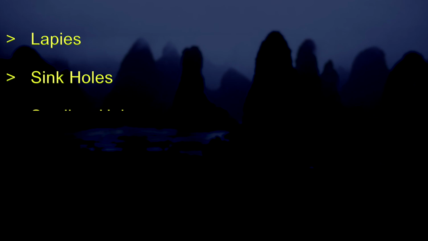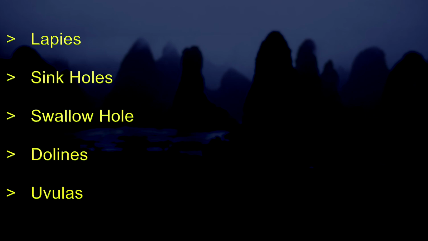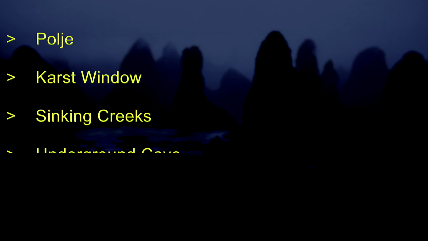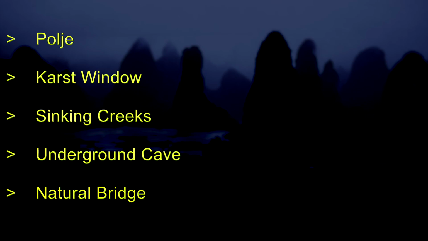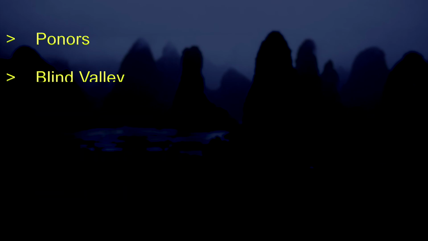These erosional landforms are: 1. Karren, 2. Sinkholes, 3. Swallow holes, 4. Dolines, 5. Uvalas, 6. Poljes, 7. Karst window, 8. Sinking creeks, 9. Underground cave, 10. Natural bridge, 11. Ponors, 12. Blind valley, 13. Terra rossa and 14. Hums. Generally, swallow holes, dolines, uvalas and poljes etc. are considered as sinkhole related or associated sequential features.